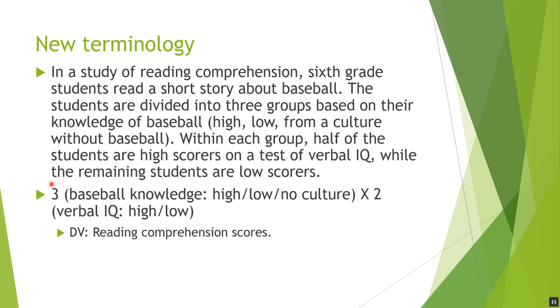This is actually a 3x2 design. There are 3 levels of baseball knowledge: high, low, and no baseball in their culture. And then 2 levels of verbal IQ, high versus low. And so this is a 3x2 design. And 3 times 2 is 6. There would be 6 conditions or 6 cells in that design.